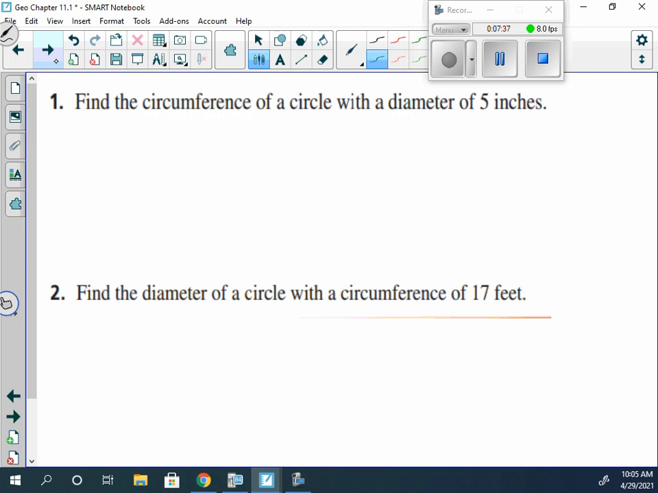Okay. So now we're going to look at some where we're finding the diameters. Guys, headphones out.